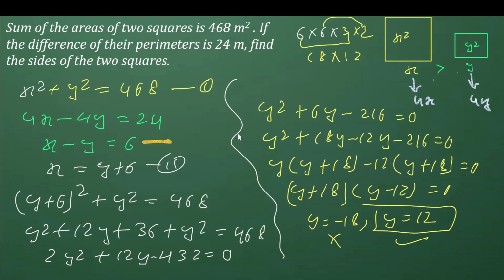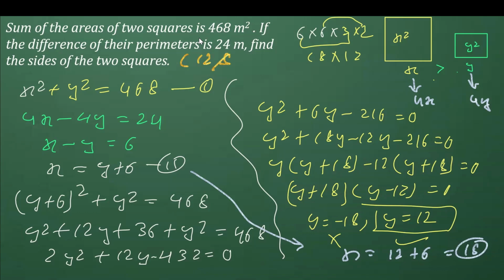So for that, we can use this equation, or maybe this one. From here, you can see that x is how much? Y plus 6, and y is 12. So 12 plus 6, that is how much? 18. Yes, so the two dimensions we got are 12 and 18.